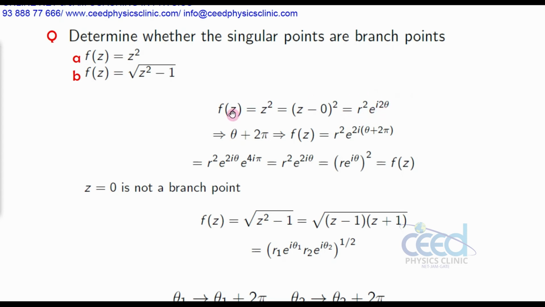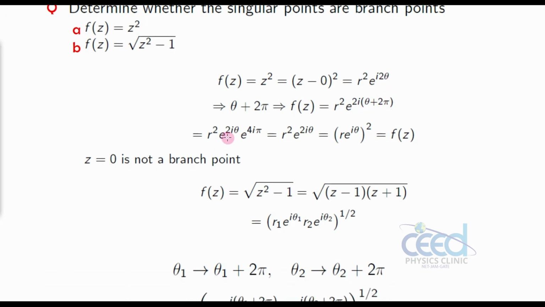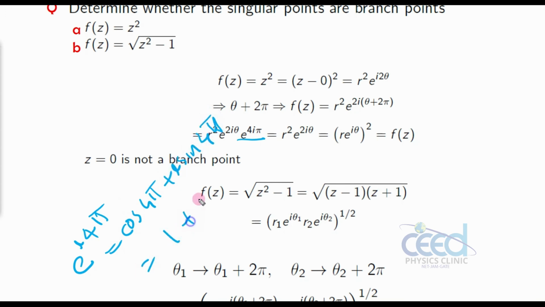Now I am changing this θ to θ + 2π. So then r² e^(2i(θ + 2π)), that is r², I can split into e^(2iθ) times e^(4iπ). What is the value of this? e^(4πi) is cos 4π + i sin 4π. This is 1 and this is 0. So this answer is 1.